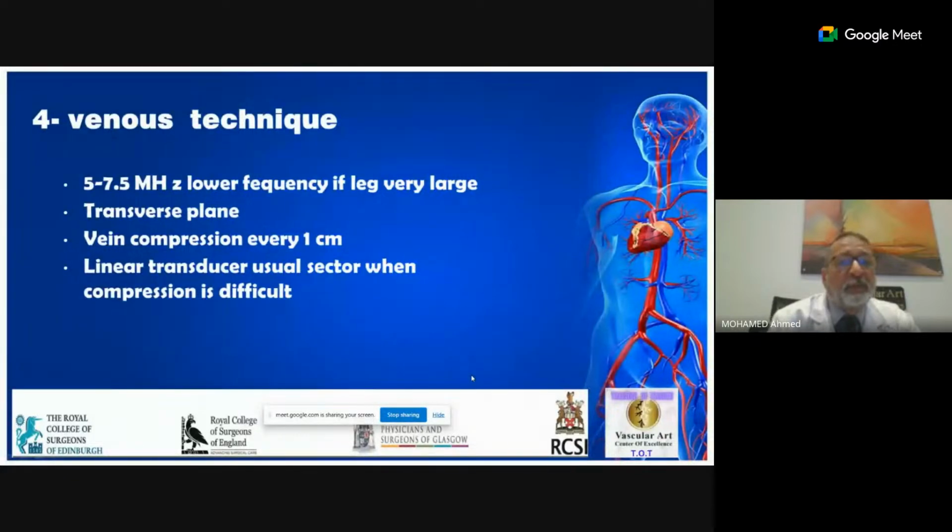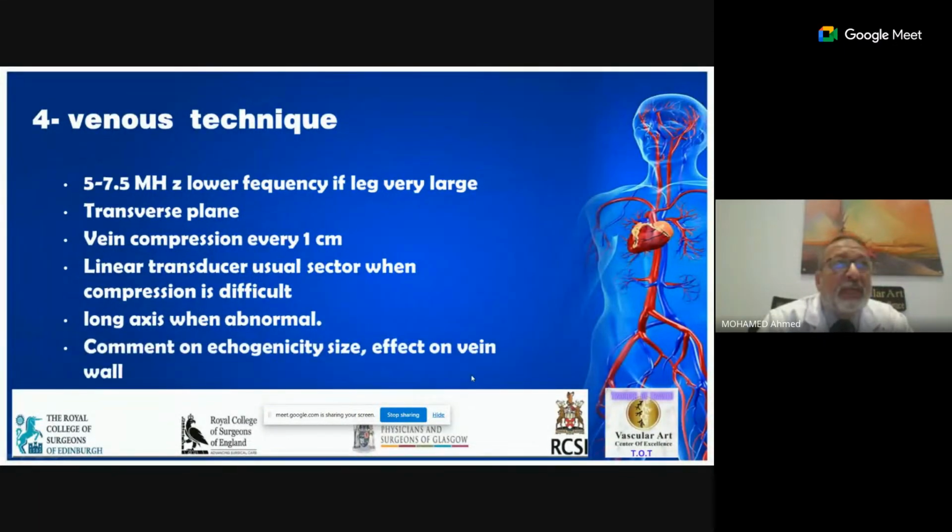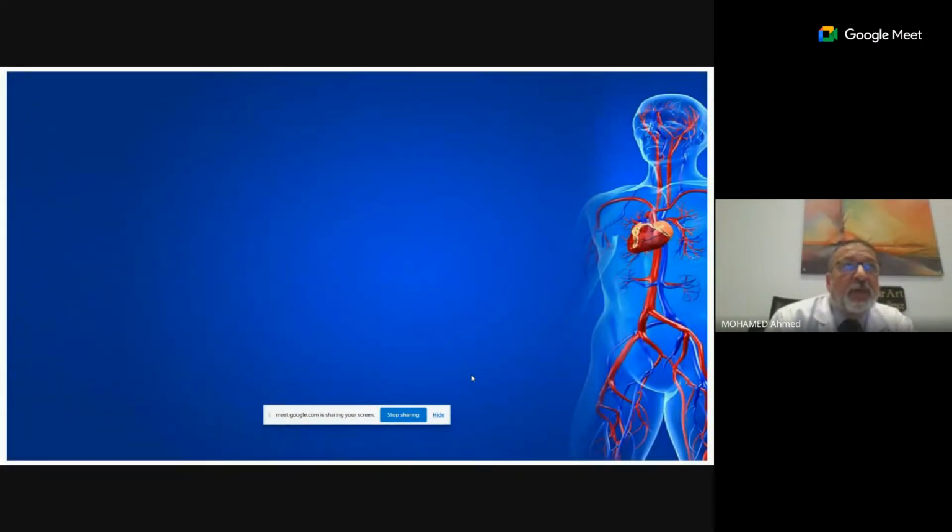You have the linear transducer, and you have the transverse section and longitudinal section that you can use. The abdominal probe, which is between 2 to 3 megahertz, we will show you in this machine, is used for the common iliac vein and to show if there's any thrombosis, or the IVC, inferior vena cava. And you must detect if there is thrombosis or not.